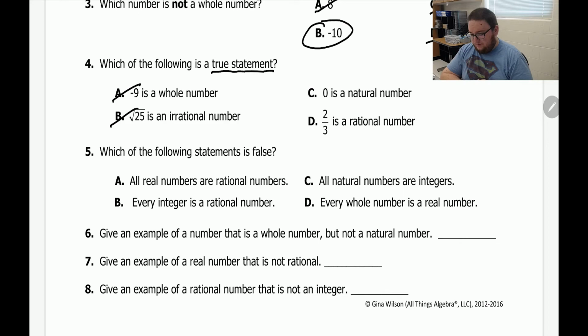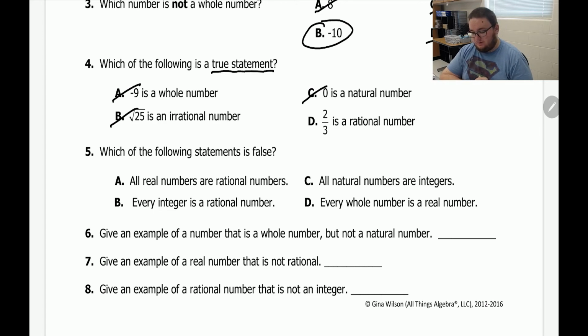Next we have C, which is 0 is a natural number. Is 0 a counting number? No, because we don't start off with counting 0 things, 1 thing, 2 things, 3 things, and so on. We start off with 1, 2, 3. So that means that it's not a natural number, and it's false.